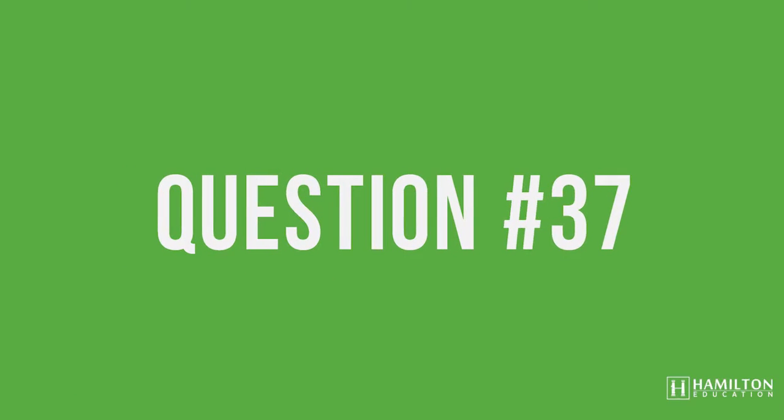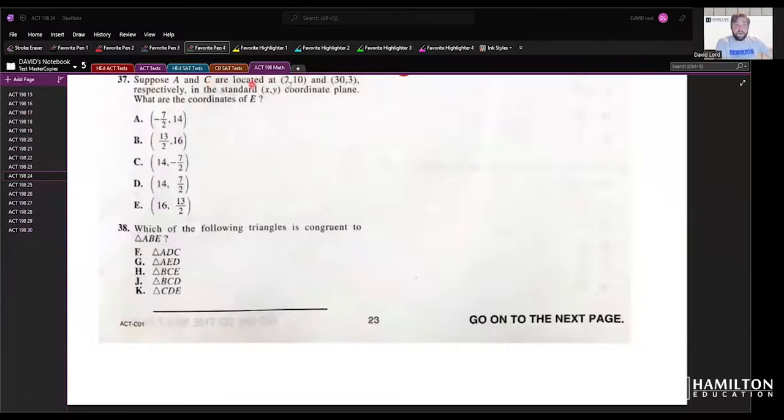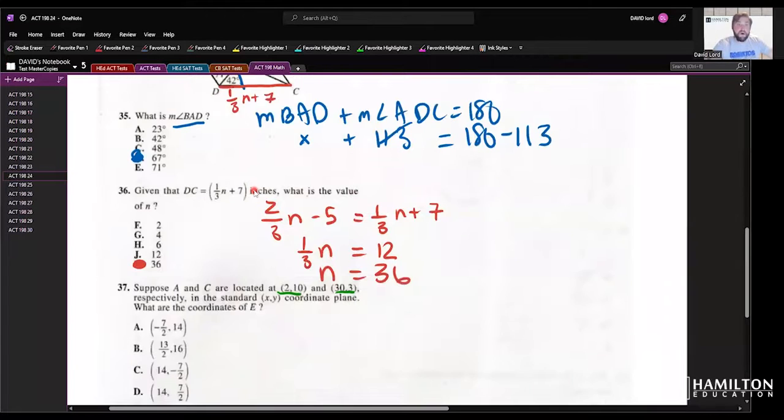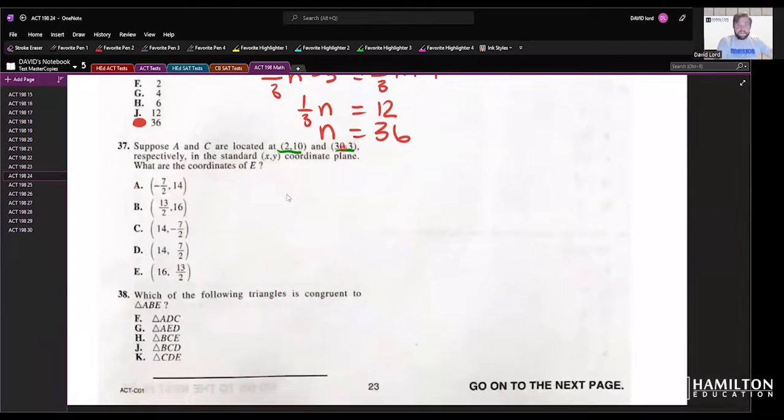Question number 37. Suppose A and Z are located at (2, 10) and (30, 3) in the xy coordinate plane. What are the coordinates for E? Well, looking at it, E is right in the middle of where the diagonals intersect. So the diagonals will always bisect each other for a parallelogram, meaning that E is going to be the midpoint. And you may recall that we did midpoint earlier in this test.